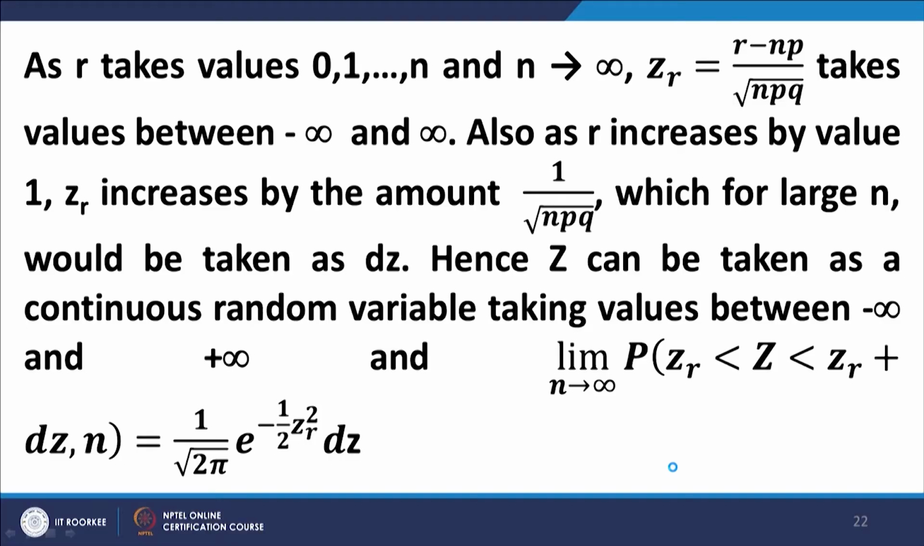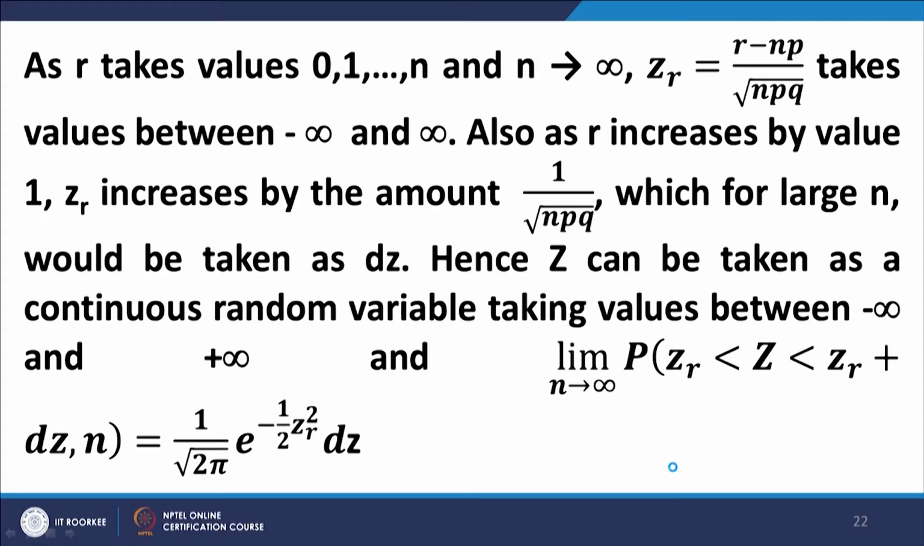Similarly, as r becomes very large, this expression tends to plus infinity. So, z_r varies from minus infinity to plus infinity, while r varies over integral values from 0 to n, and when r is 0, the value of z_r approaches minus infinity. So, the range of z_r is from minus infinity to infinity. And secondly, one more thing: as r changes by one unit, for example, from 1 to 2 or 0 to 1, z_r changes by 1 upon under root npq.